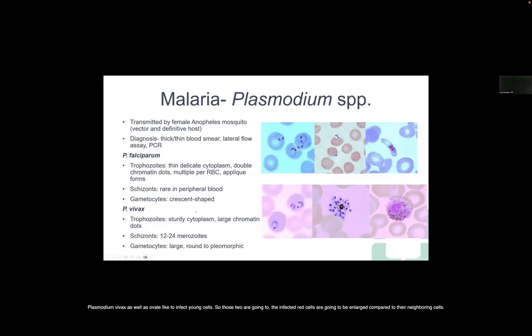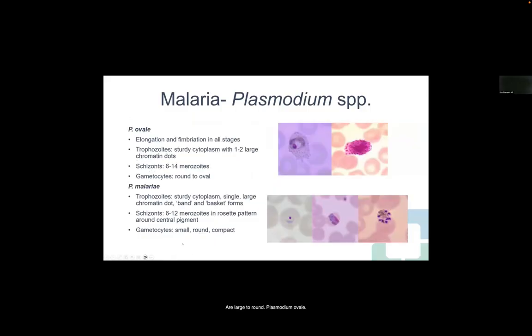Plasmodium vivax as well as ovale like to infect young cells. So those 2, the infected red cells are going to be enlarged compared to their neighboring cells. The trophozoites are going to have more sturdy cytoplasm with a large chromatin dot. Our schizont, which is shown here, is going to have between 12 to 24 merozoites. Sometimes you can see some malarial pigment present, and the gametocytes are large and round.